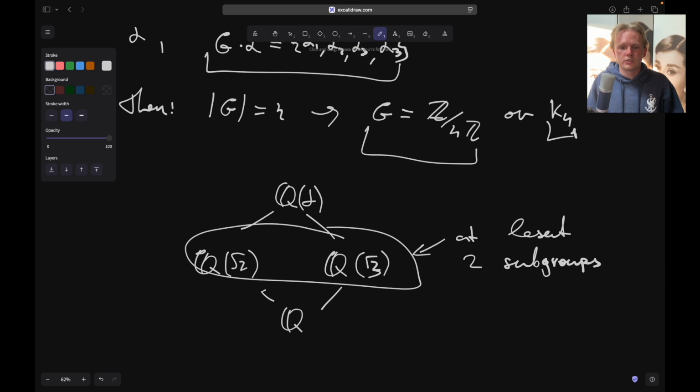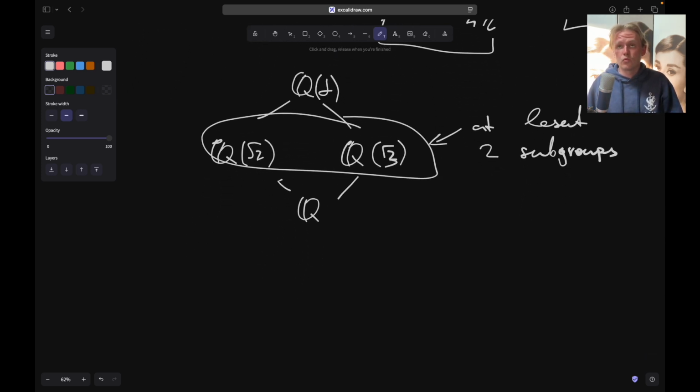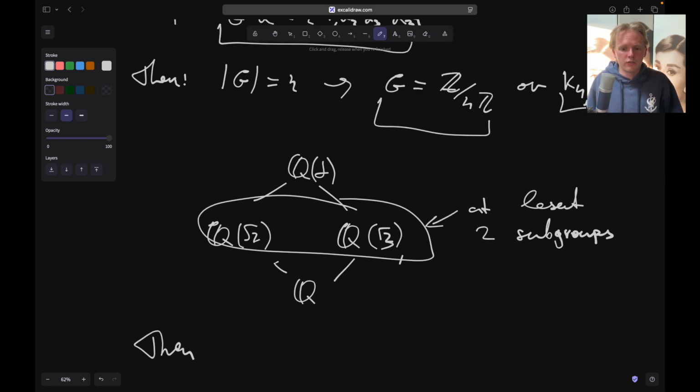And from your first semester, what you should retain is that in cyclic groups, in Z over 4Z, we have only 1 proper non-trivial subgroup. And in K4, we have 2 of them. We really have 2. Yes, we have 2. And with this in mind, G is actually K4. Great, we found the group.